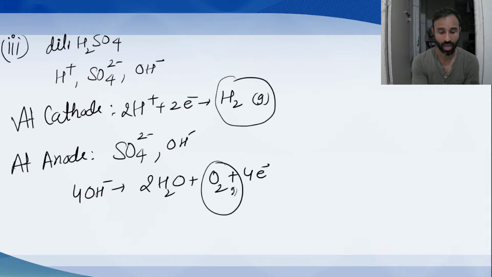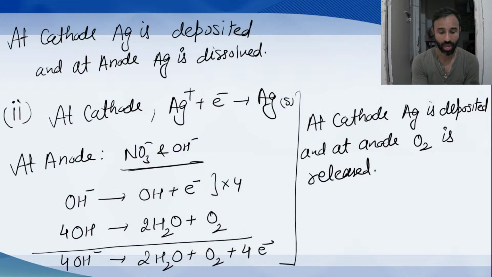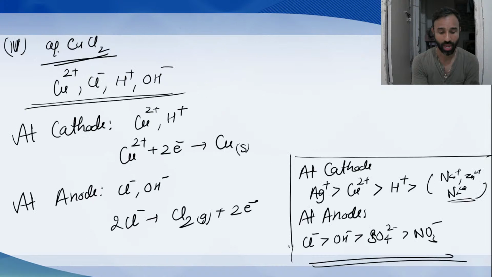In this case, sulfate was there with OH negative, so OH negative ion lost electrons. In this case, nitrate and OH negative were there, so OH negative ion lost electrons. But in the last case, chloride and OH negative ion were in competition, so Cl negative ion loses electrons. Keep in mind these two orders, which will help you predict products of electrolysis. So that's all for the day.